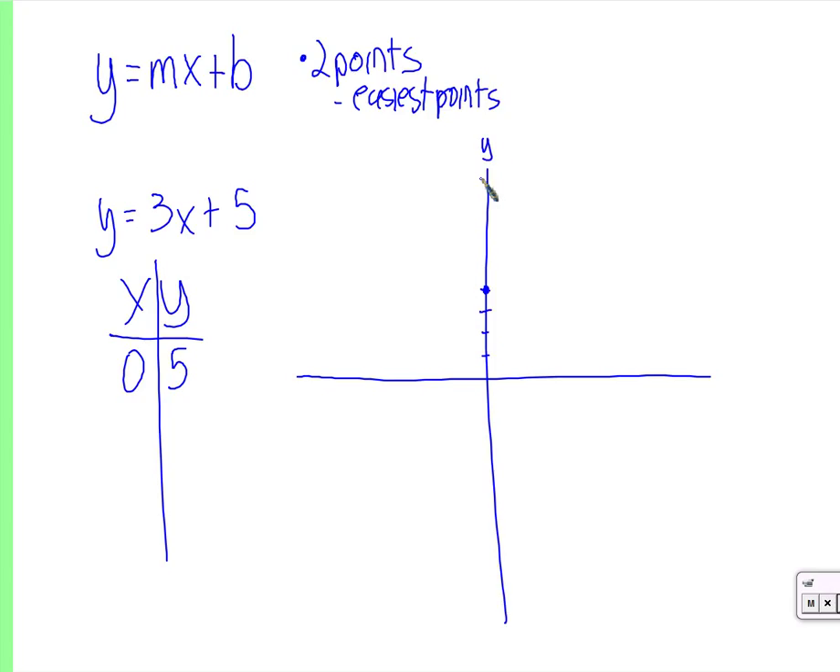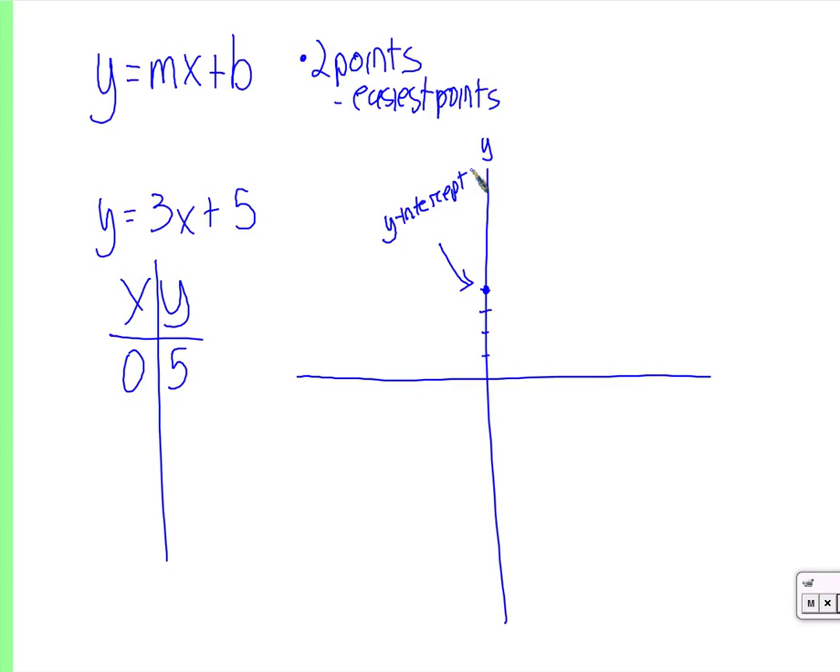We're going to draw a line in a second. It's going to go through this point right here. This is the very point where it goes through the y-axis. That's why we call this the y-intercept. That's where the line intercepts the y-axis.